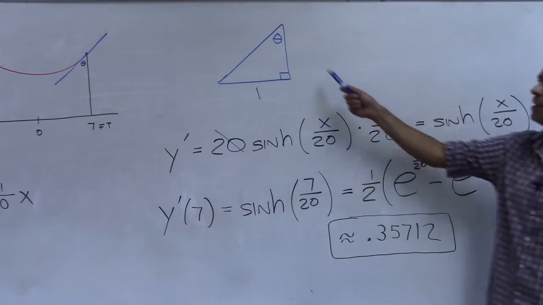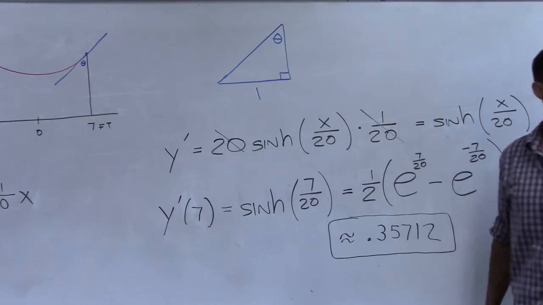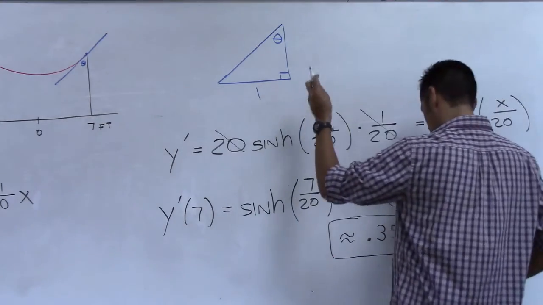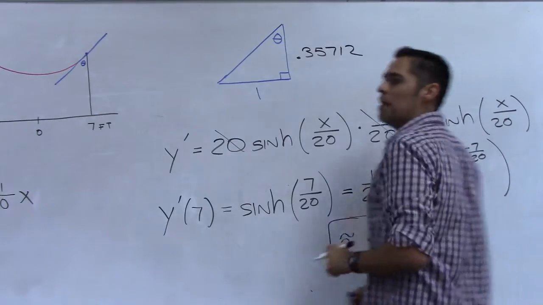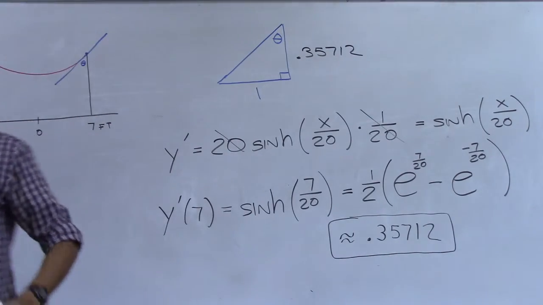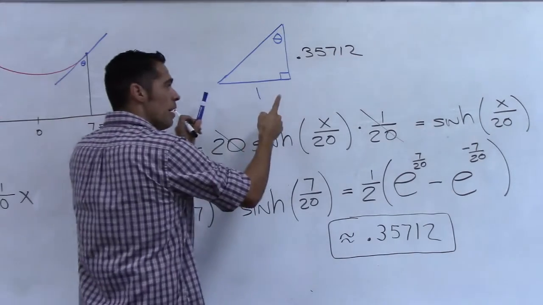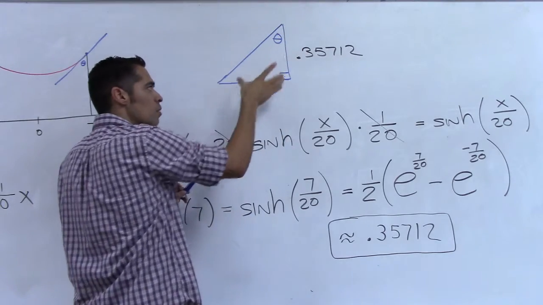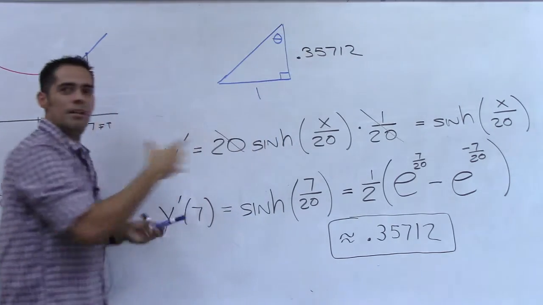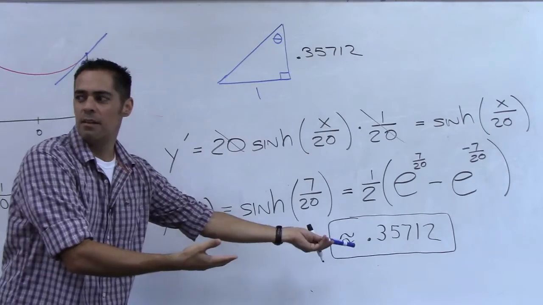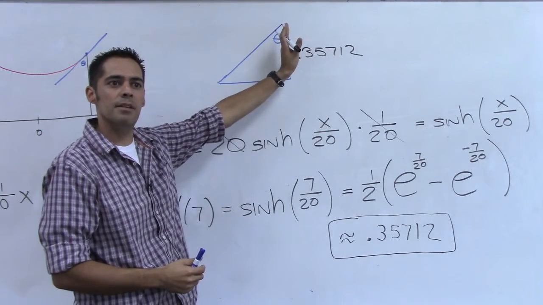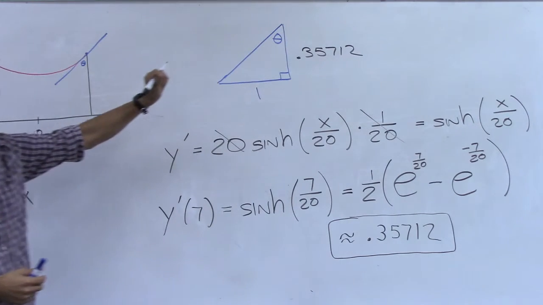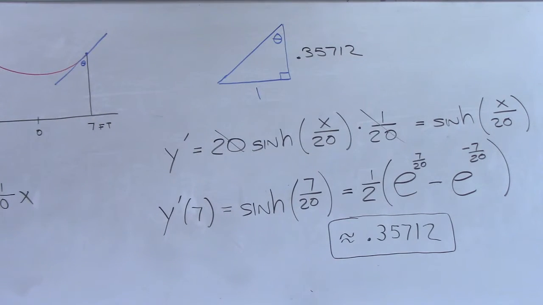Then what is this side? 0.35712. Because you just told me that slope is rise over run, right? And if I write this way, rise is this, run is this, rise over run is this, right? I'm just cleverly using 1 here, and that forces this side to be this. Understand? Can you give me theta now?